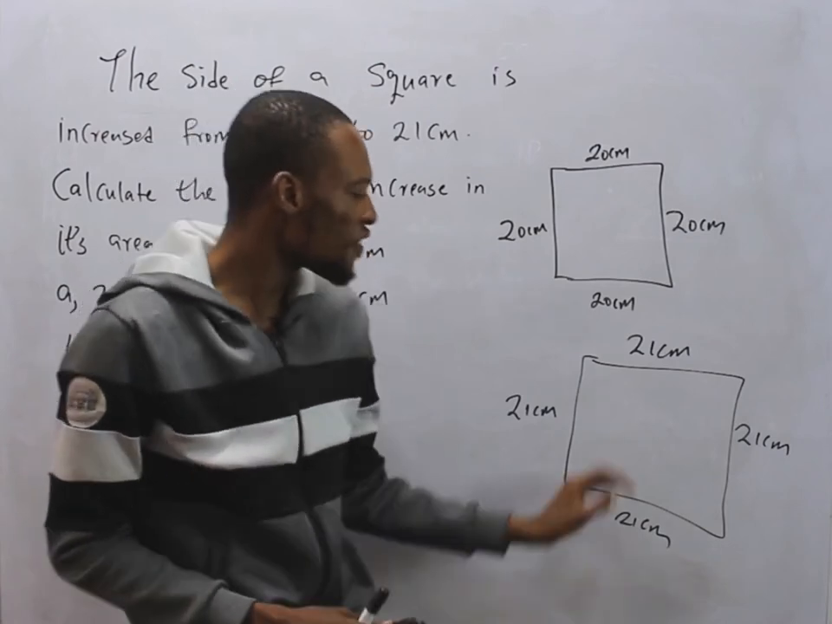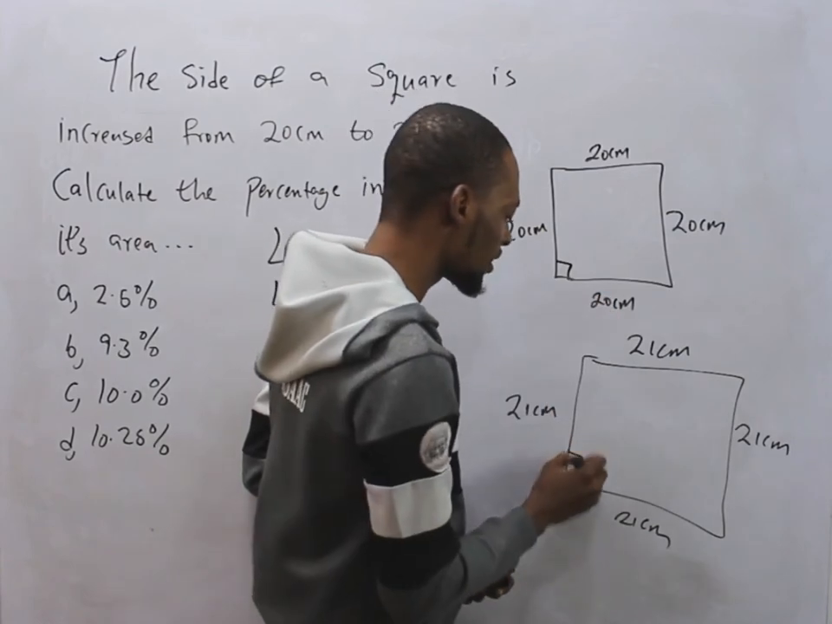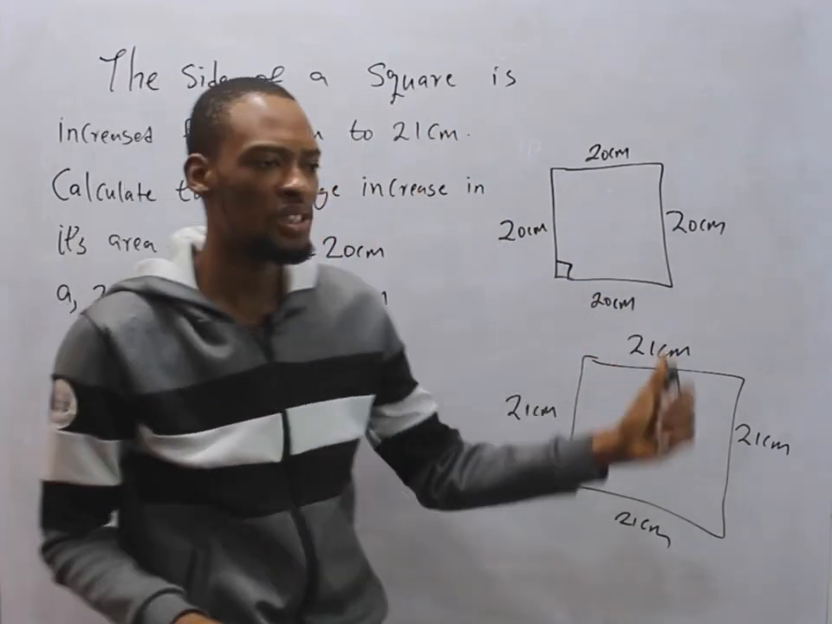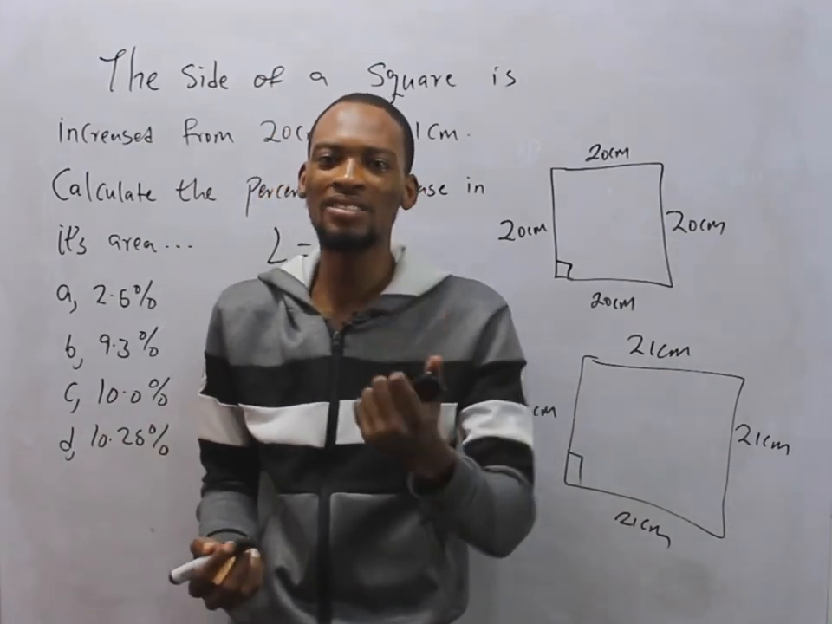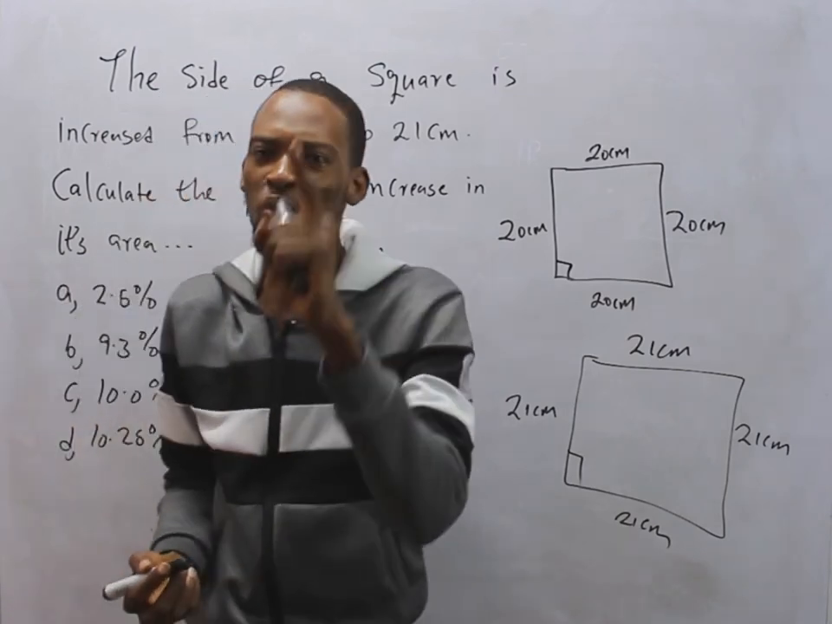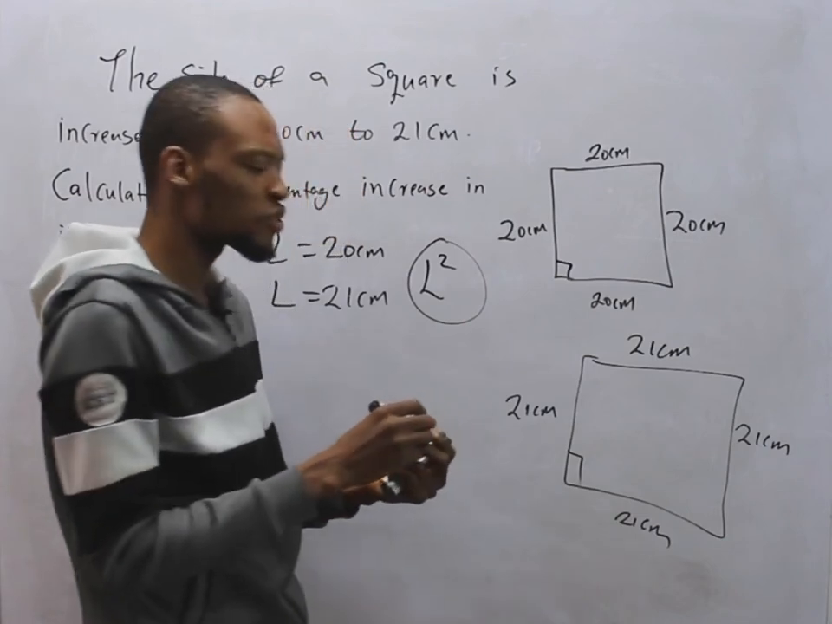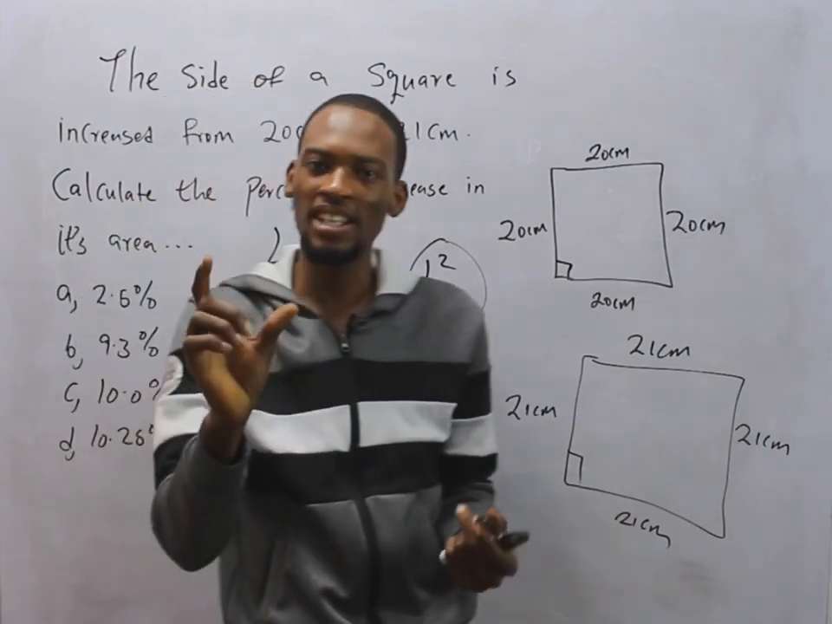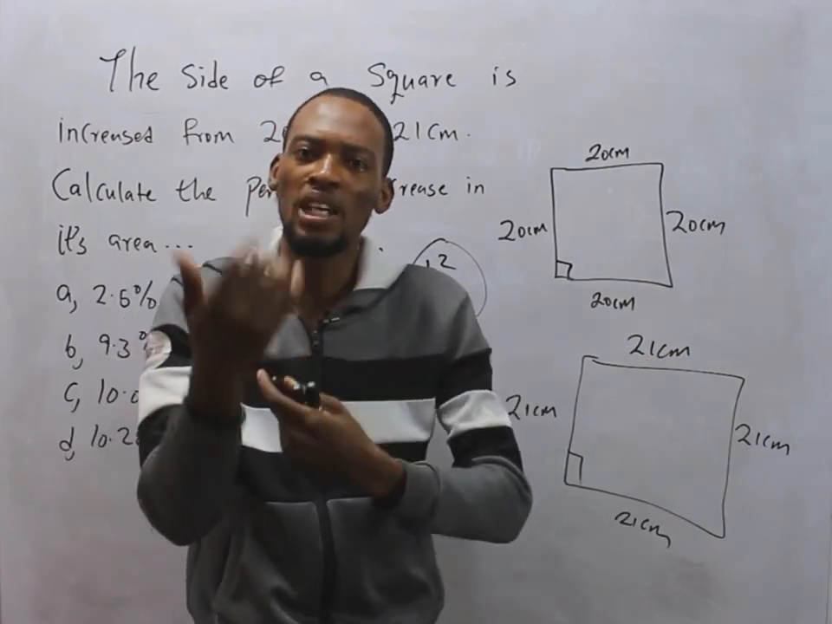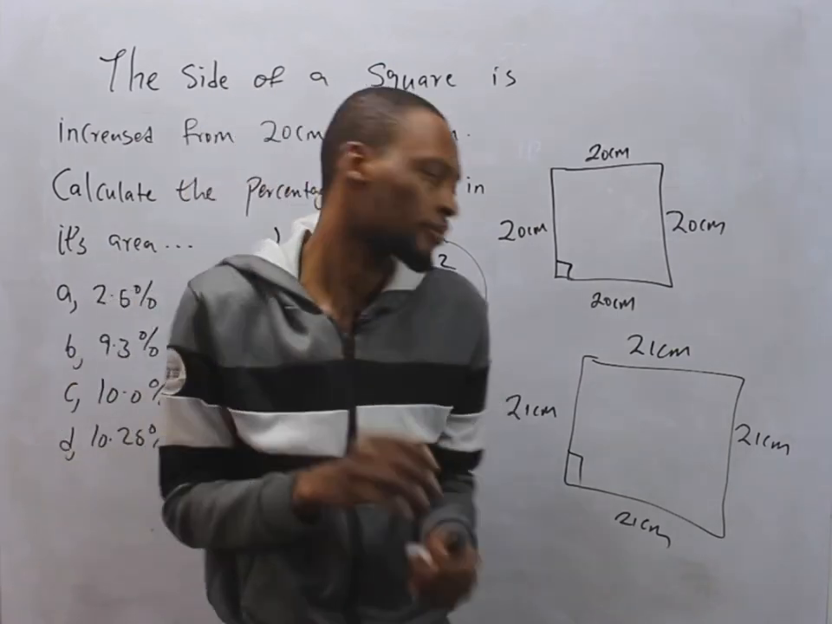Remember, a square has four equal sides, and each of the angles is a right angle, that is 90 degrees. This makes the sum of angles in a square equal 360 degrees. The area of a square is L square. Once you square one side of a square, you get the area. So that is the way to calculate the area of any square shape.